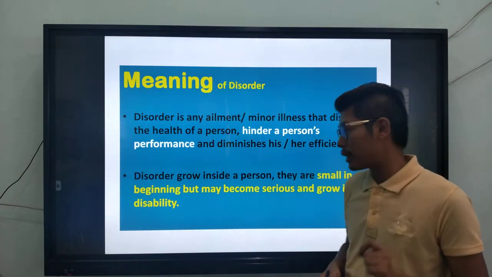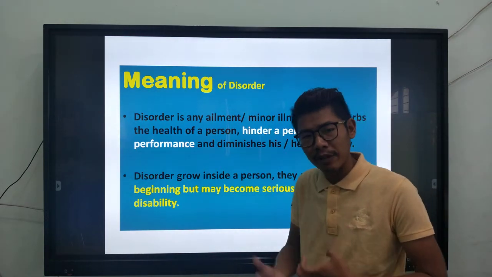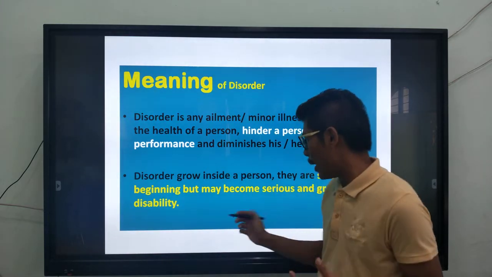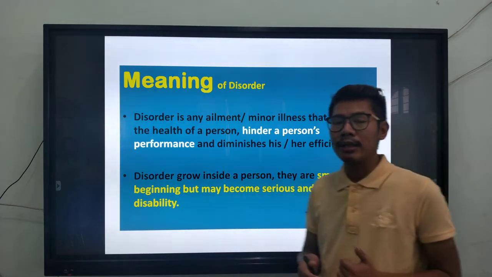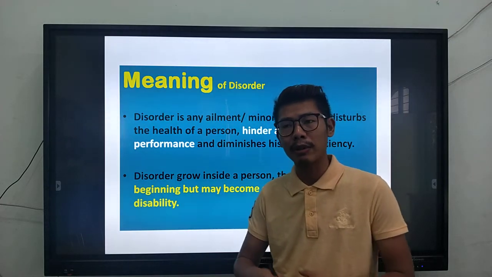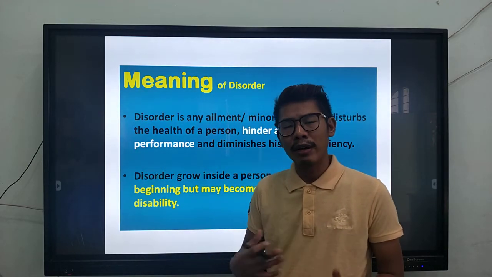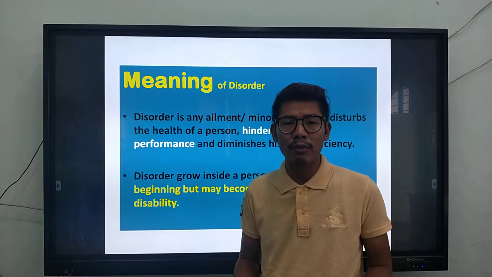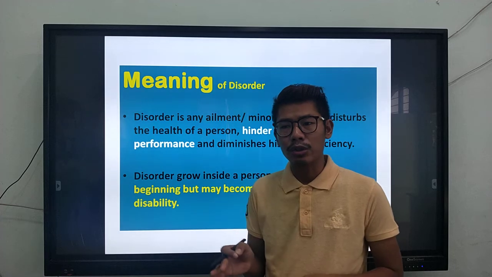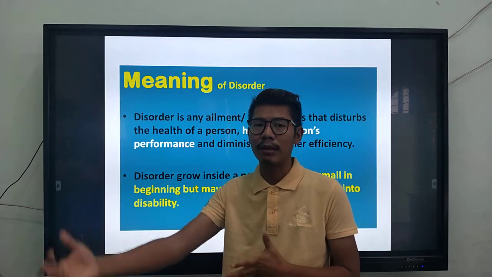At the same time, we also need to understand that disorders grow inside a person. They are small in the beginning. Let me remind you, the disorder that we have may be very small in the beginning. You may not see much change, but it may become serious and grow into disability, so it may become permanent also. For example, you are getting angry, with emotional problems, and you get angry very quickly. You may think it is a very minor problem, a normal and casual thing. But if you get angry constantly, every time, then in making decisions or continuing with a problem, you may have trouble in future. So that's why it may become a disability in future.